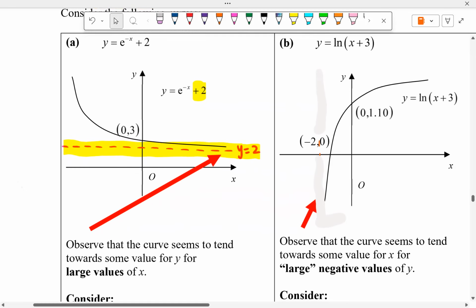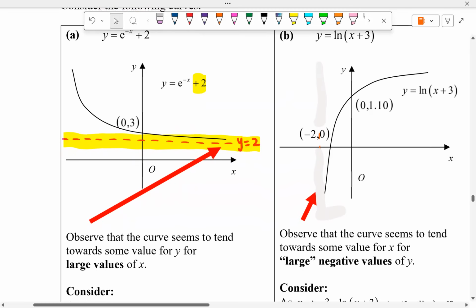So the thing that you just need to know is a horizontal asymptote is obtained when, as x approaches either the positive infinity side or the negative infinity side, you'll notice that the y value is approaching a certain y value. Then that indicates to you that there exists a horizontal asymptote to the graph. So that's for the horizontal asymptote.